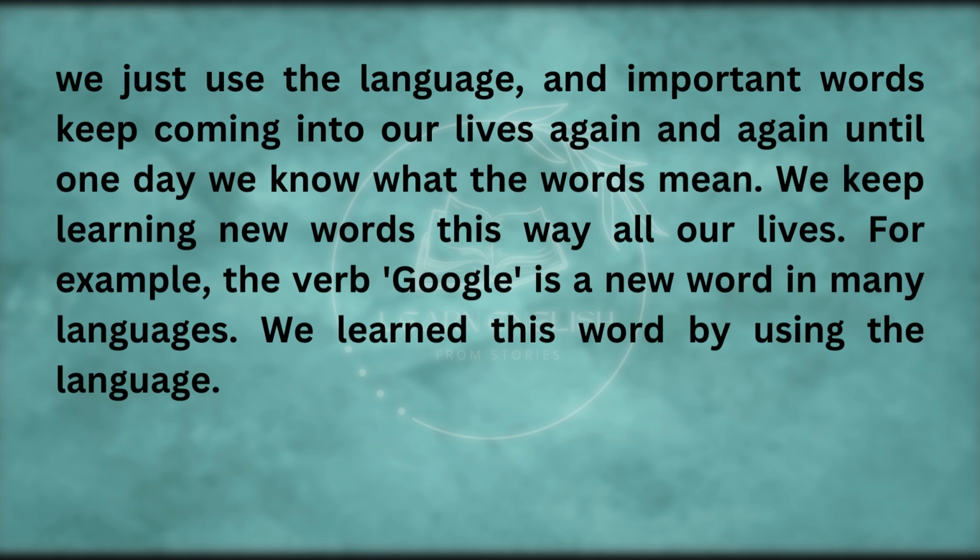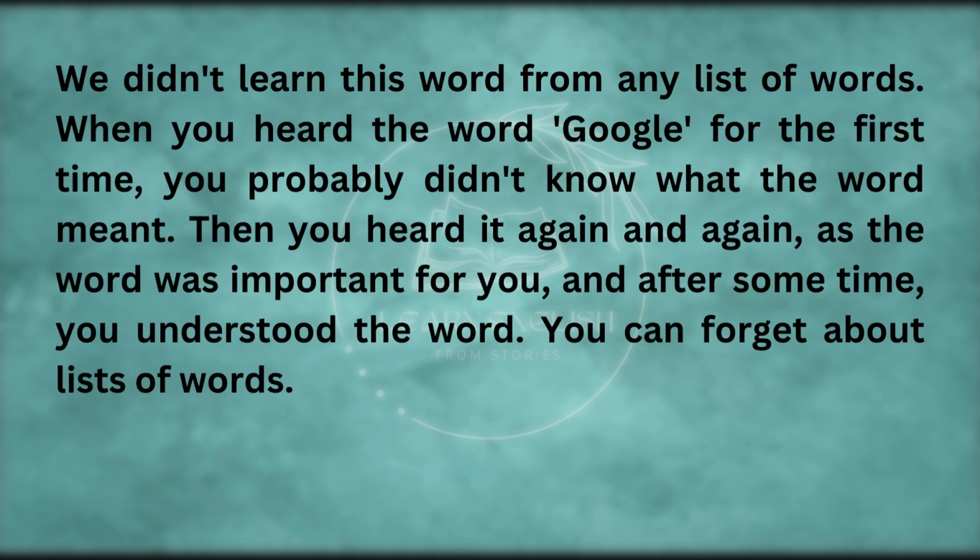For example, the verb Google is a new word in many languages. We learned this word by using the language. We didn't learn this word from any list of words. When you heard the word Google for the first time, you probably didn't know what the word meant. Then you heard it again and again, as the word was important for you, and after some time, you understood the word.